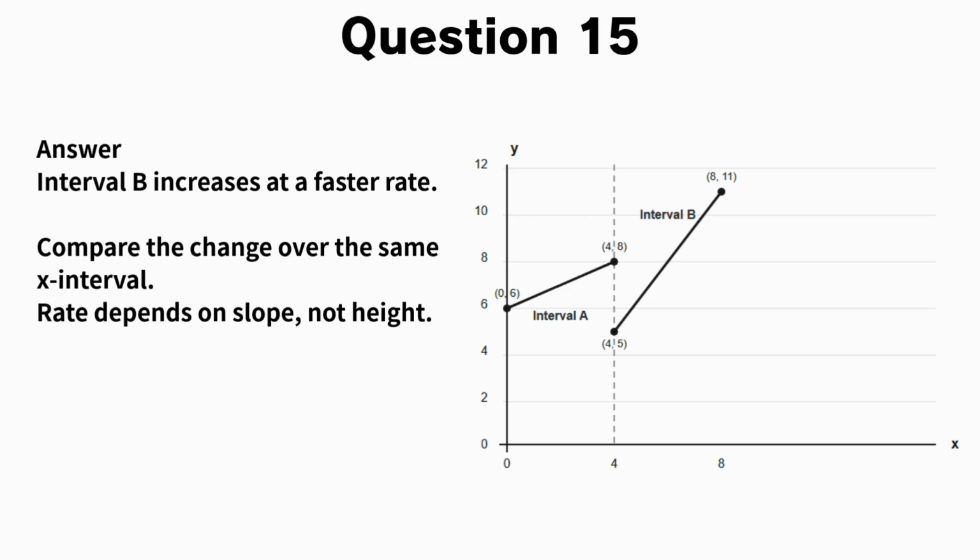This problem highlights an important idea for the SAT. You cannot judge rate of change by height alone. Even though interval A starts at a higher value, it does not increase as quickly. When x intervals are the same, the interval with the greater rise has the faster rate of change. In this case, that interval is interval B.